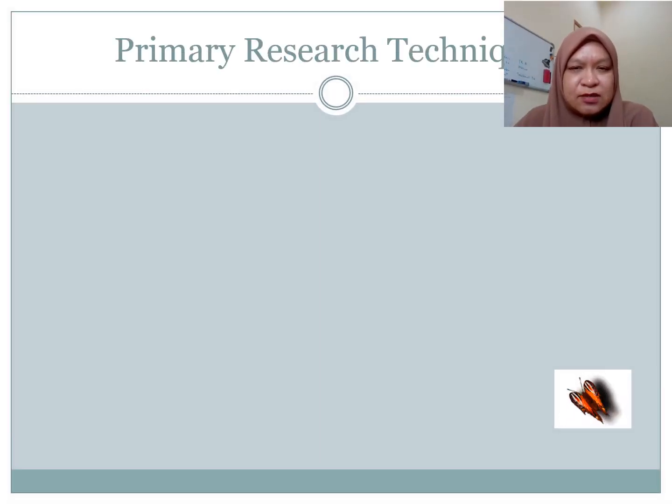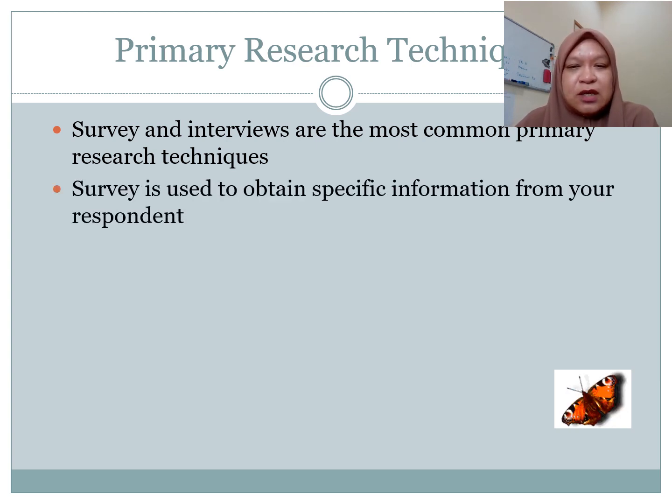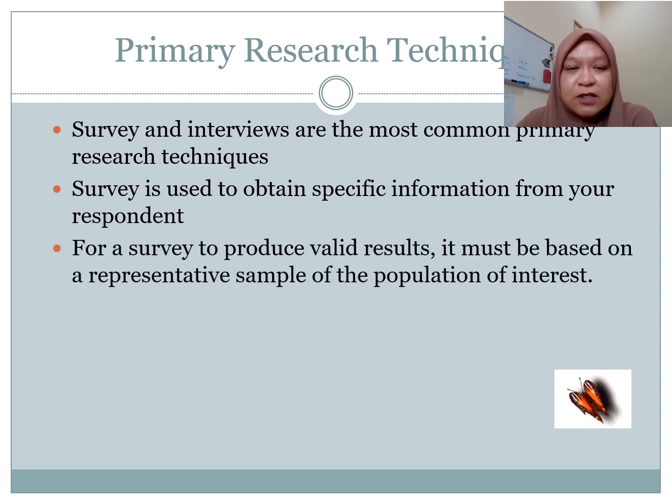I've already told you in the second video, in order to collect data, we can use primary data or secondary data. Primary research technique, primary data, is where you can do survey and interviews, survey or observation, or experiment. Survey is used to obtain specific information from your respondent.